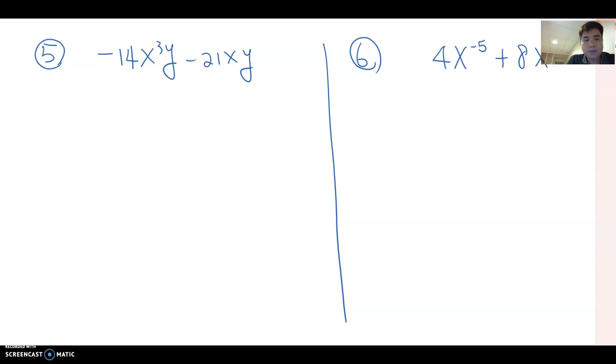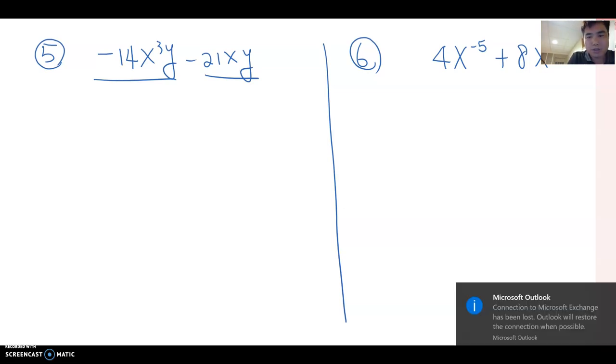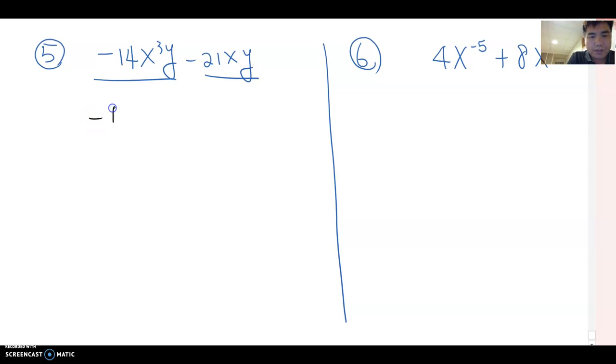So number 5, we are factoring negative 14x cubed y minus 21xy. Unlike other questions, this time these two terms share common factors. I see a constant common factor, and also x and y terms as well. So we need to find all the common factors in this case. So let me copy down at the bottom and then we start doing it. So negative 14x cubed y minus 21xy.